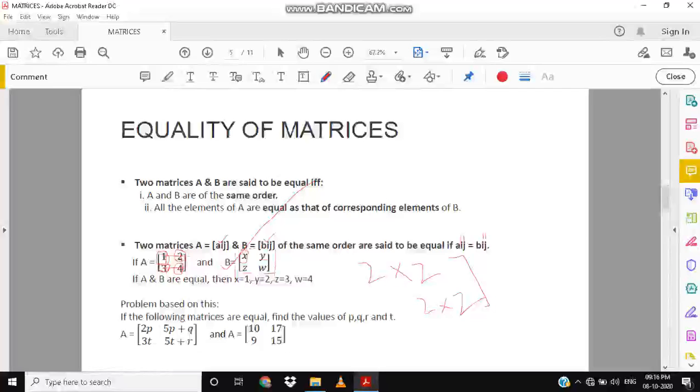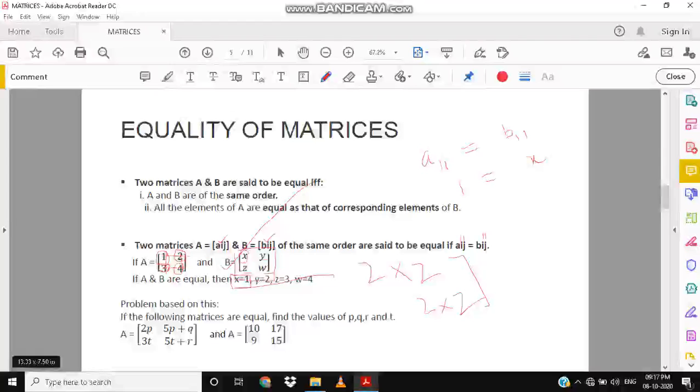How? We just need to equate this. First one we will calculate A11 equals B11. What is A11? A11 is 1, right? And what is B11? B11 is X. Got it? So we got the answer over here: X is equal to 1, right? Similarly, Y will be equal to 2, then Z will be equal to 3, and W will be equal to 4. This is how we get the answer.